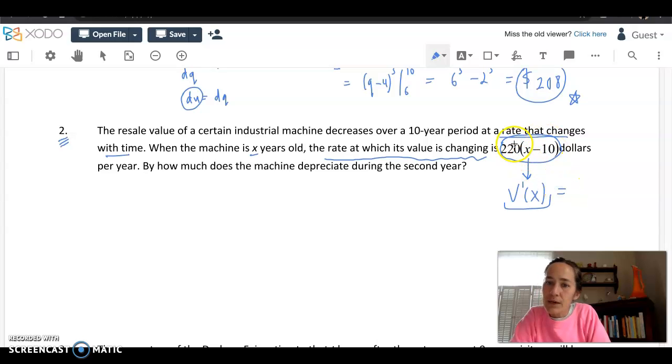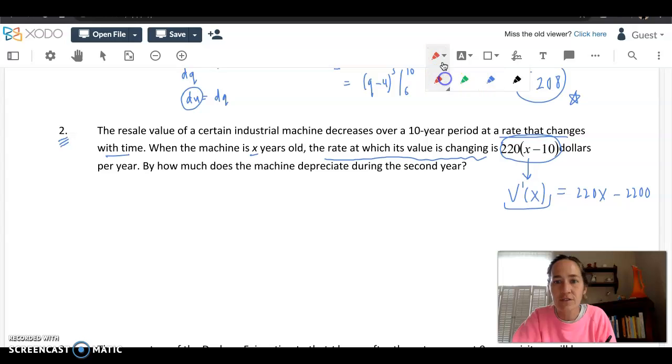And I probably, in this case, if I'm anticipating that we'll be integrating it, I think it's easy just to bring the 220 into both parts. So I'll call it 220x minus 220 times 10, so minus 2200. So this can be a good derivative equation for starters. Now, does this last sentence give us kind of like an interval? I want to integrate from something to something. It actually does, but I think this is the tricky part.